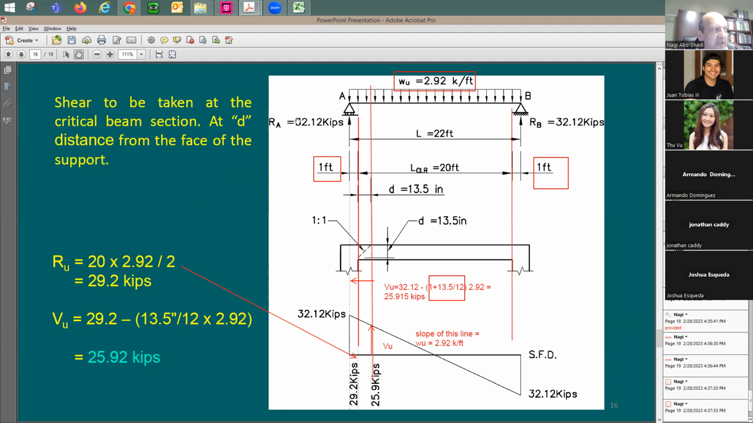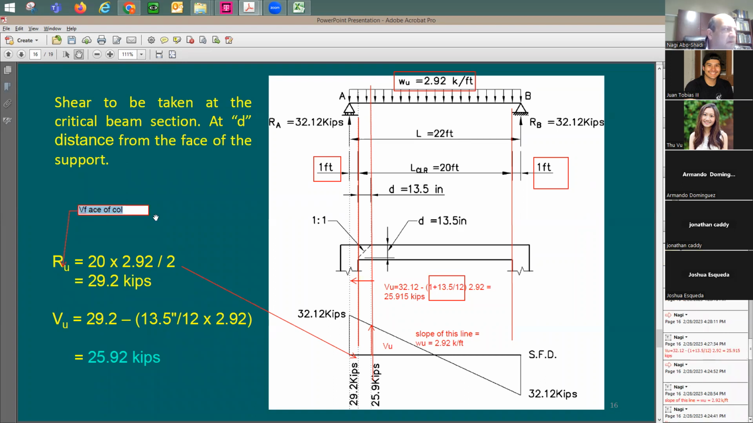This is not the reaction at the support. This is going to be the reaction at face of support. If you like, you may change the name of this. You can call it, for example, V at face of column. You can call it this way, right? It is not the shear that you design for, because you're going to be designing for lower shear, right? At 45 degrees from face of support.